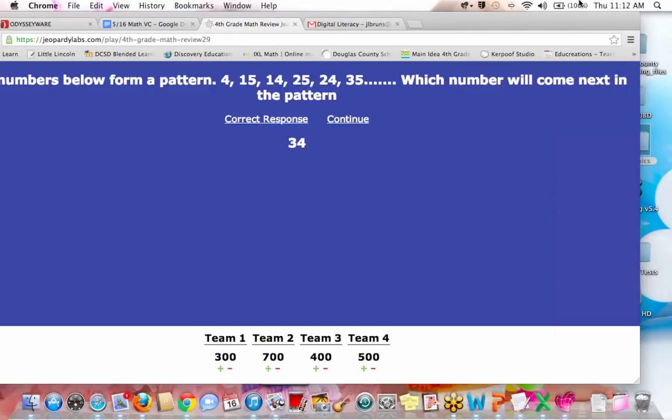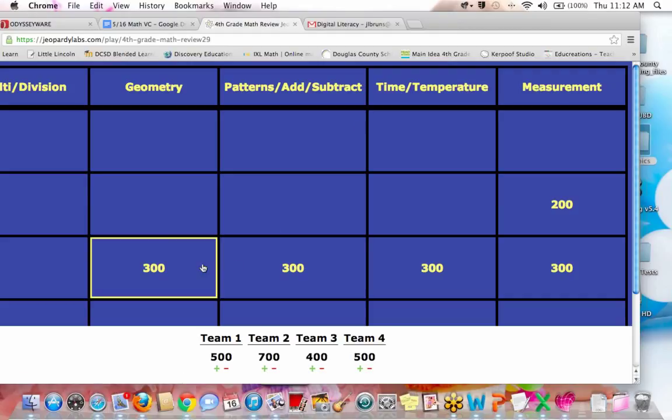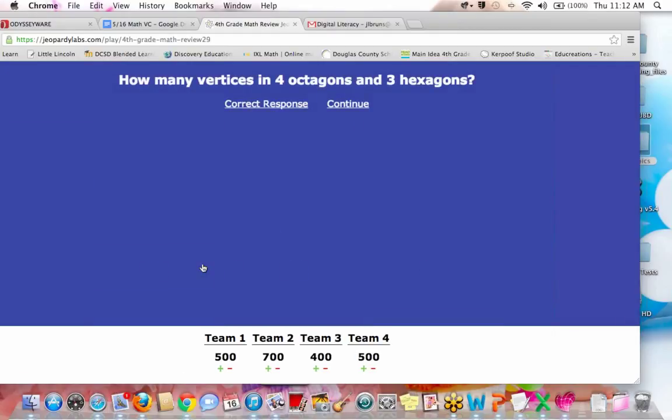Perfect. All right, so let's just give more points. Doesn't matter. All right, geometry. Yay! How many vertices in an octagon and 3 hexagons? Oh my goodness.